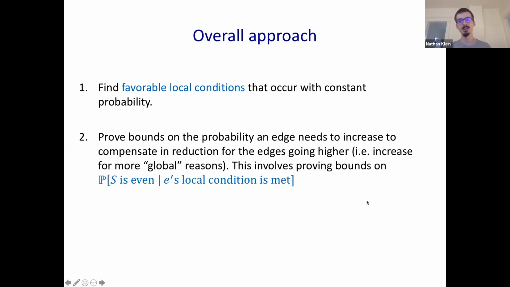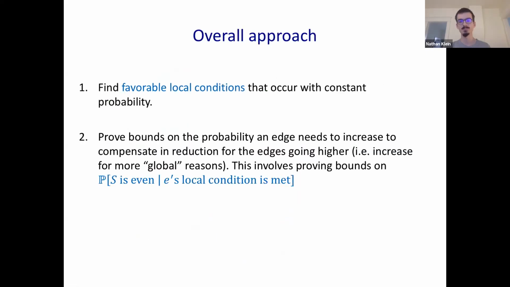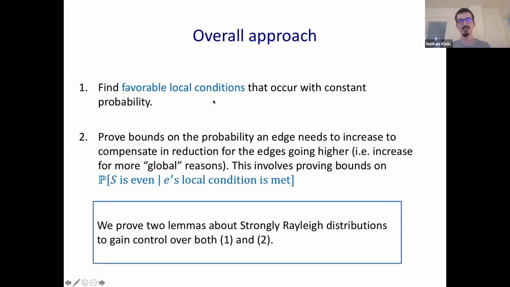And then we want to bound the probability that edges need to increase to compensate for reductions on other edges going higher. And this involves proving bounds on the parity of cuts conditioned on the slack of other edges being reduced. So basically, we want to understand the probability that one of these cuts lower down in the hierarchy is even, conditioned on E being reduced. And to get a handle on these two points, we prove two lemmas about strongly Rayleigh distributions that may be of independent interest.